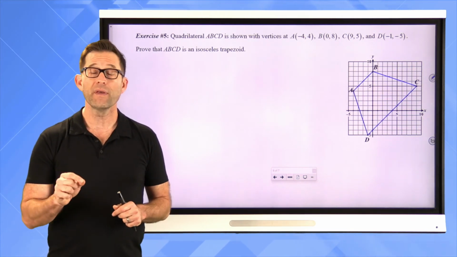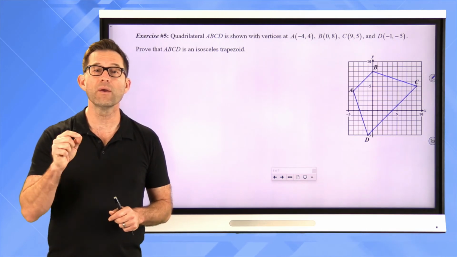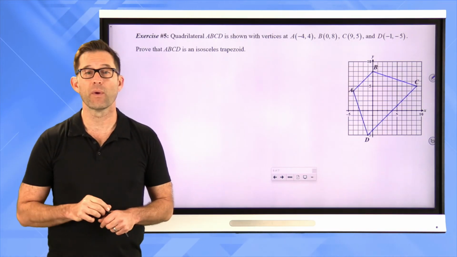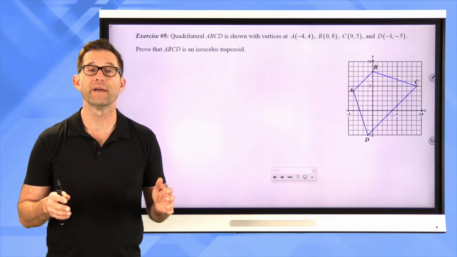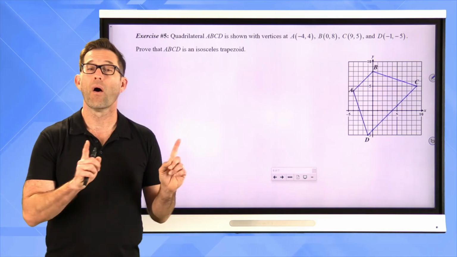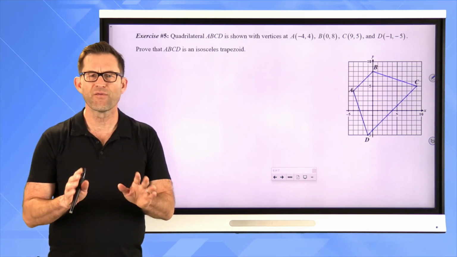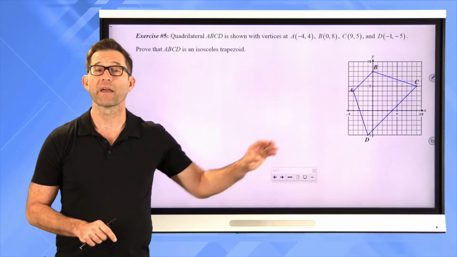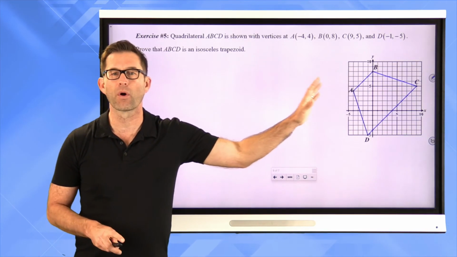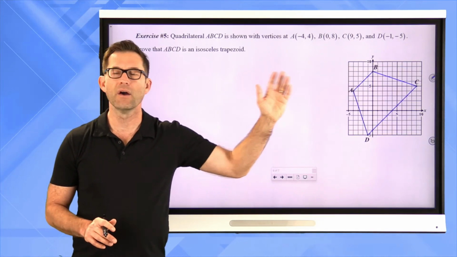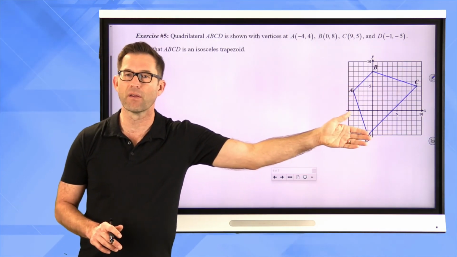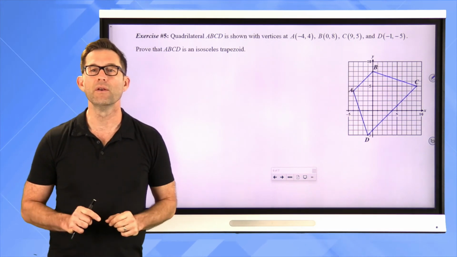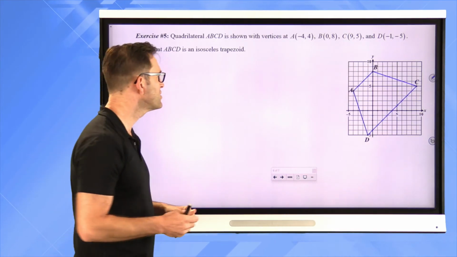One thing that we have to do is prove that it has only one pair of parallel sides. And the second thing that we have to do is prove that the two sides that are not parallel are the same length. So let's first try to prove that it has only one pair of parallel sides, and we're going to do that by calculating the slopes of all 4 sides. Now I know based on the picture it appears that AB is parallel to CD and AD is not parallel to BC, but I really do need all 4 slopes. So let's do that a little bit.